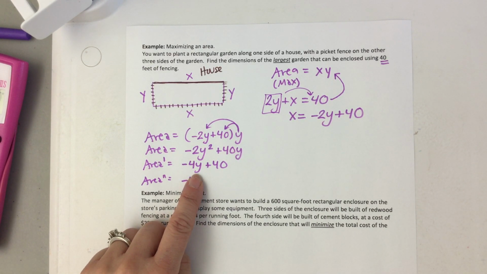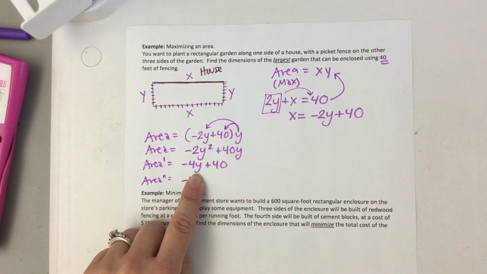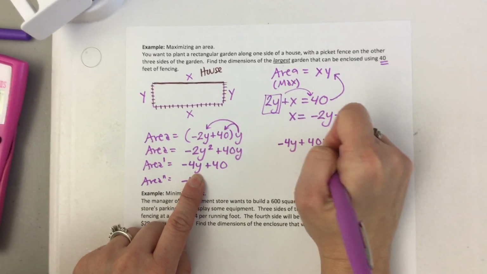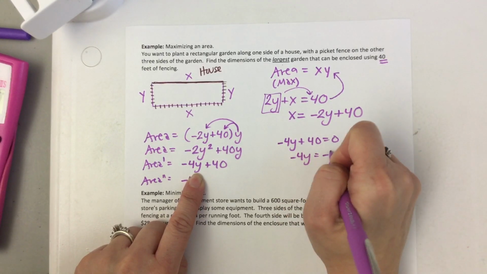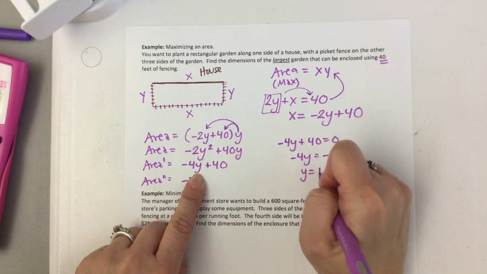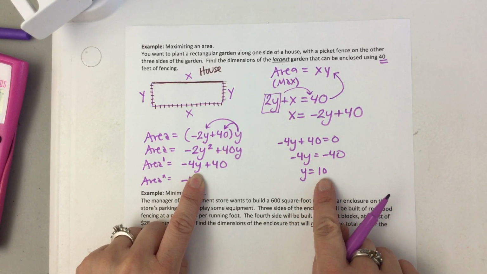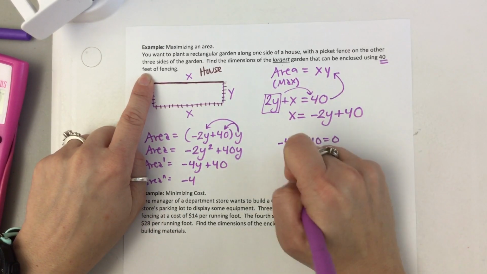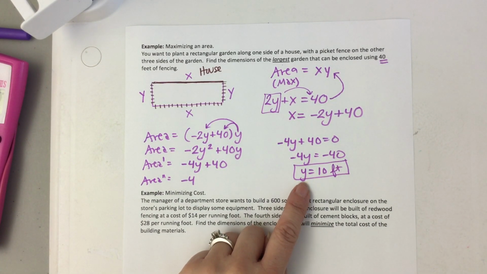If I want to know the dimensions for y that can help me to maximize, to make the largest garden, I take the first derivative, negative 4y plus 40, and set it equal to 0. If I subtract 40, negative 4y equals negative 40. Divide by negative 4, and negative 40 divided by negative 4 is a positive 10, and this is feet because we're looking at 40 feet of fencing. So we have a possible maximum or minimum if y is at 10 feet.